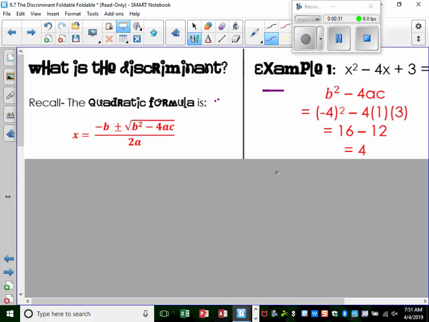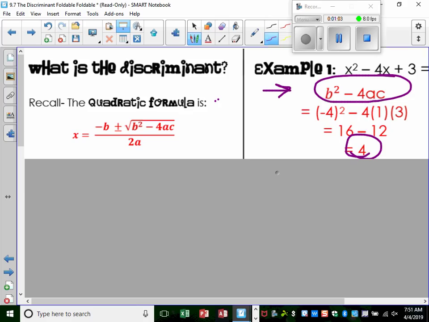There's an example on this side when you actually use the b squared minus 4ac, and keep in mind you don't use the radical with it when you're talking about the discriminant. It's just simply this part right here without the radical. So if I were to actually put in the values of b squared, which is -4, square it, minus 4 times 1 times 3, my final answer comes out to be +4.